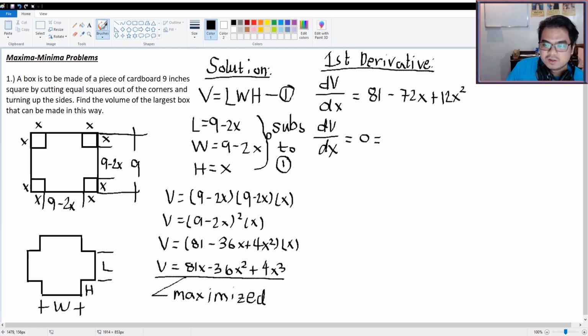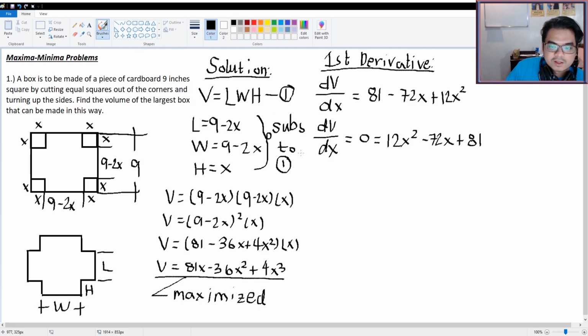I will just rearrange this equation, since 12x squared is the last term. I will make it the first term: 12x squared, followed by minus 72x, and then plus 81. So all you have to do here is solve for x. You just need to find x here.